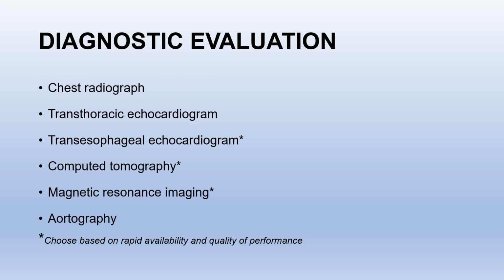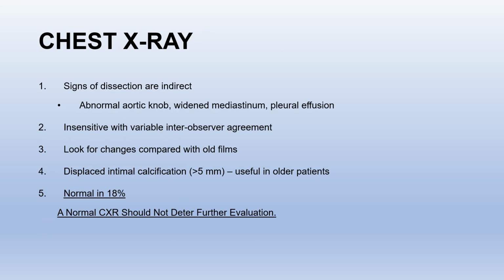Diagnostic evaluation: chest radiograph, transthoracic echocardiogram, transesophageal echocardiogram, computed tomography, magnetic resonance imaging, and aortography. Chest X-ray signs of dissection are indirect: abnormal aortic knob, widened mediastinum, pleural effusion. It is insensitive with variable interobserver agreement. Look for changes compared with old films. It displays intimal calcification, useful in older patients. Normal in 18%. A normal chest X-ray should not deter further evaluation.